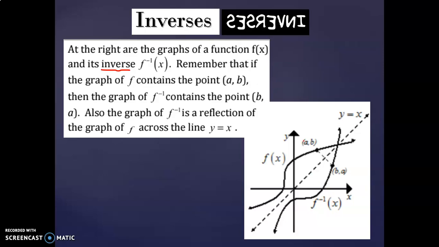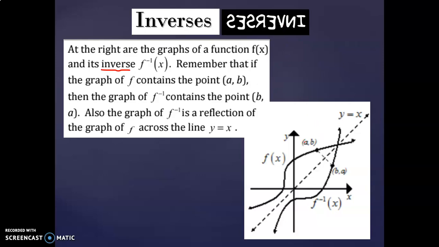In a previous math class, you probably talked about switching x and y and then solving for y. So when you have the inverse of a function, it's whatever undoes the original function. So if I put a into f of x, I get b out. And if I put b into the inverse of f, then I get a out. So the inverse is what undoes the original function.